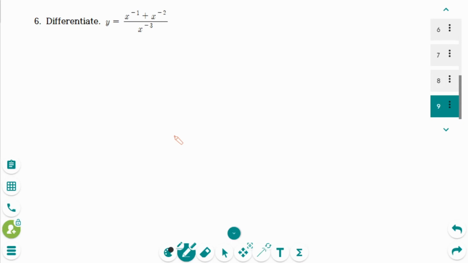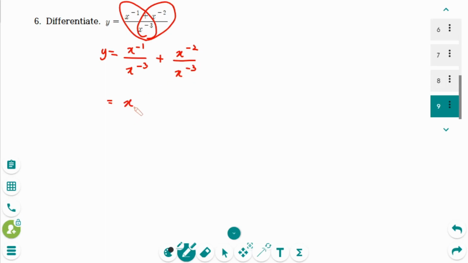This is the last question. Don't use the quotient rule. We can simplify first. y = (x⁻¹ + x⁻²)/x⁻³ = x^(−1−(−3)) + x^(−2−(−3)). So x² + x¹. So y′ is just 2x + 1. This is the final answer.